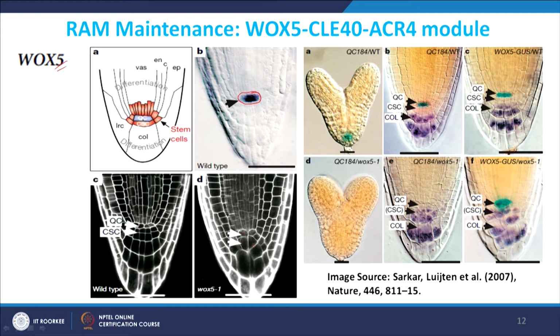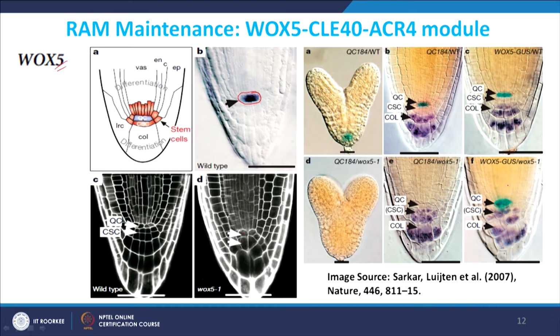And if you check different markers of the QC, for example, QC184, you can clearly see that though QC identity is not completely lost here, maybe some of the markers are disappearing. For example, QC184 is disappearing, but Vox5 marker is still active. So, there is a defect in the identity.